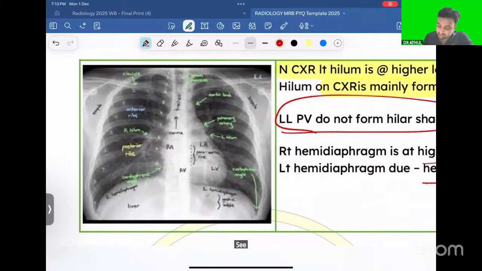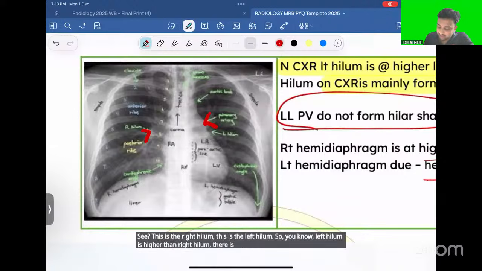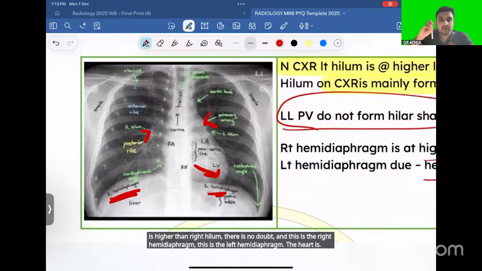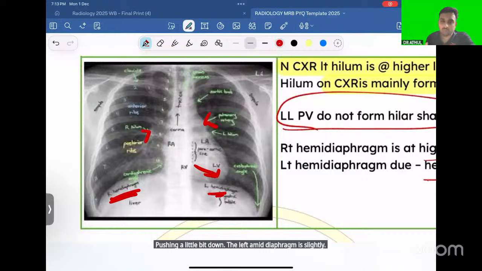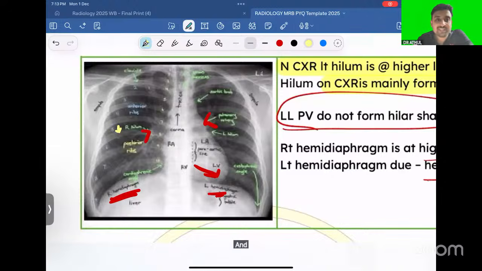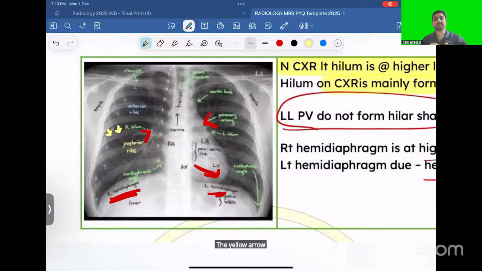See, this is the right hilum, this is the left hilum. So you know left hilum is higher than right hilum, there is no doubt. And this is the right hemidiaphragm, this is the left hemidiaphragm. The heart is pushing a little bit down, so the left hemidiaphragm is slightly pulled down. Now one more thing, usually in NEET and all, they will draw an arrow like this and ask which rib this is, whether it is an anterior rib or a posterior rib. What do you think? The yellow arrow which I have drawn.